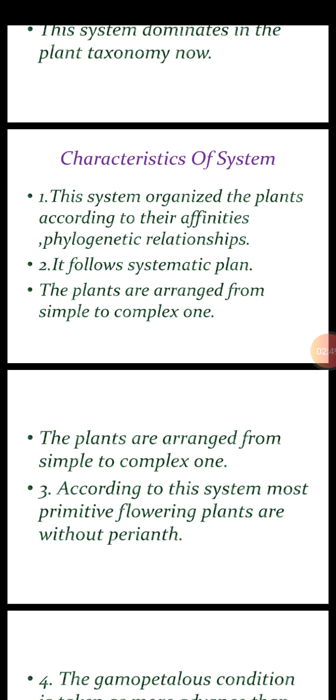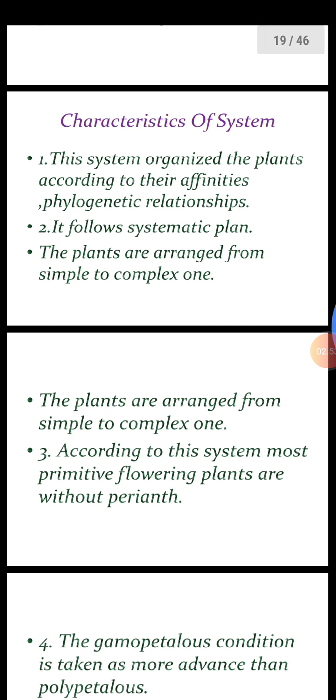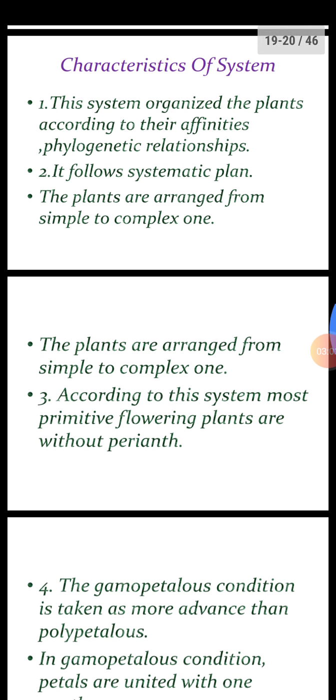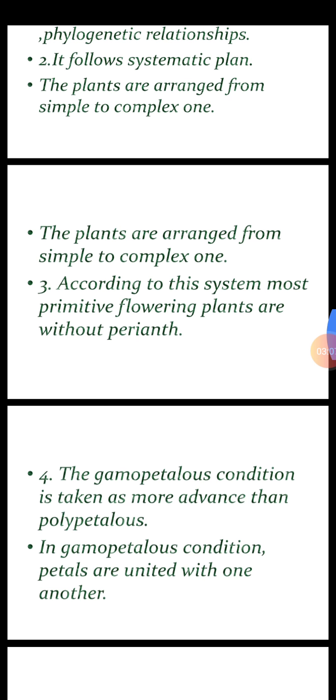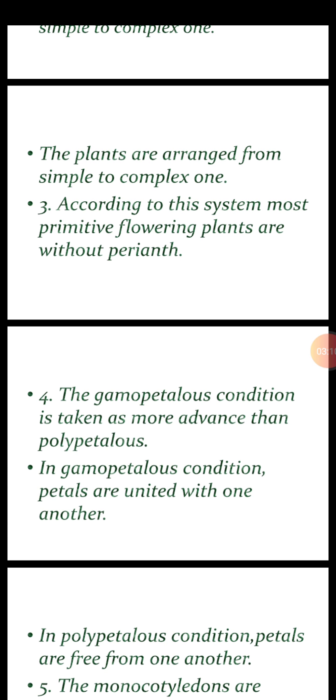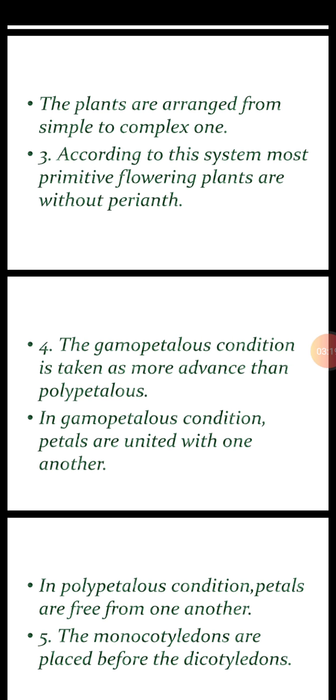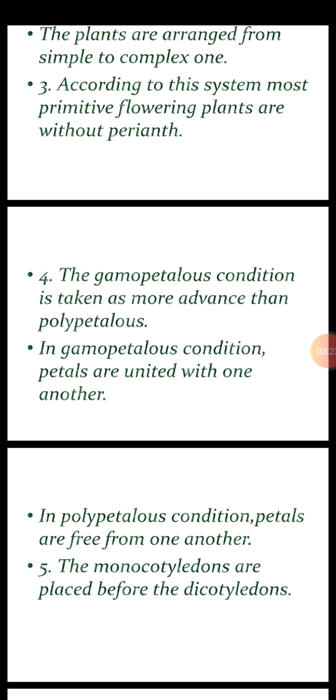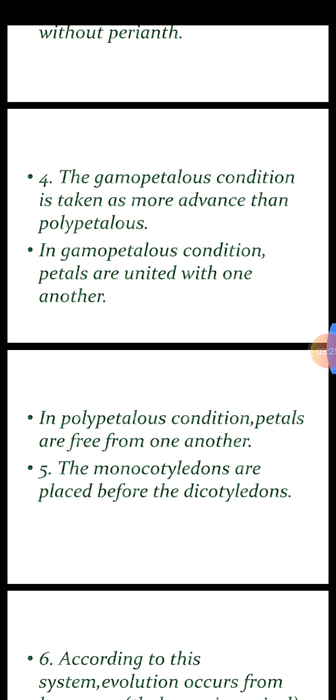What were the characteristics of the system? Number 1, this system organized the plants according to their evolutionary phylogenetic relationships. It follows a systematic plan, that is, plants are well organized. The plants are arranged from simple to complex in a well organized manner. According to this system, the most primitive, old flowering plants are without perianth. Perianth is a term used collectively for calyx and corolla. The gamopetalous condition is taken as more advanced or new than polypetalous.